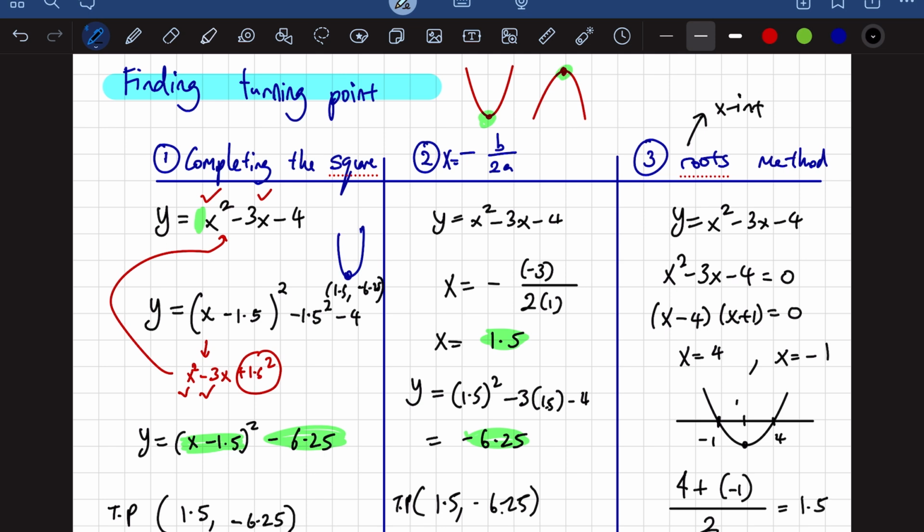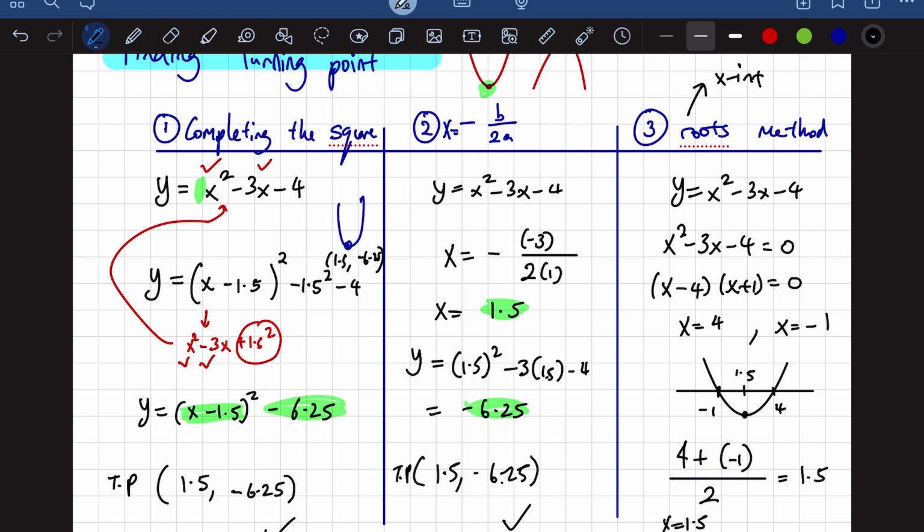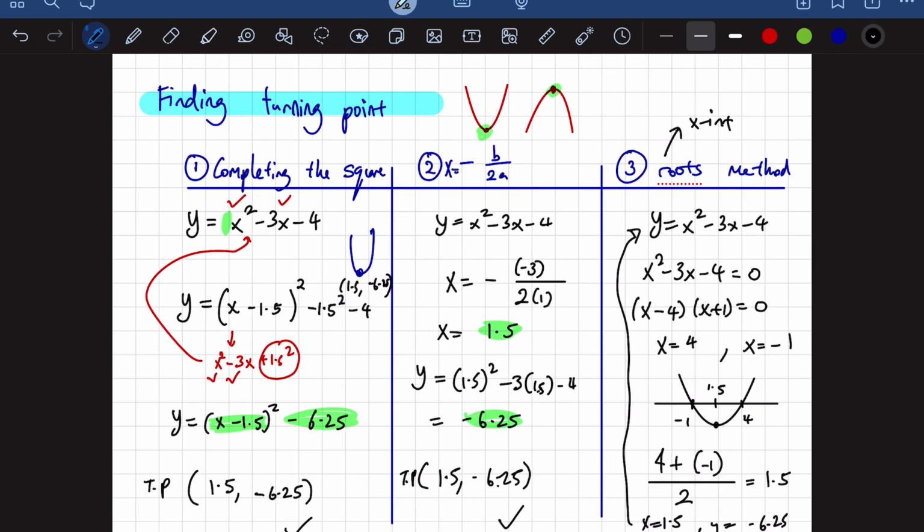No surprise here again. The 1.5, which is your x vertex, is exactly what was confirmed using the two previous methods as well. Similar to method 2, once we have that x vertex, we're going to substitute that back into the original equation, and that will result in us getting the y value as negative 6.25. So from here, I think we are good to go to state the vertex, and in this case, the vertex will again be 1.5, comma, minus 6.25.